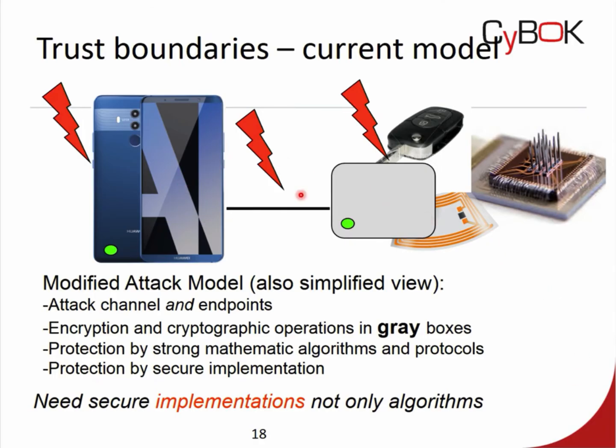We have many IoT devices that talk to mobile devices, that talk to each other, and so on. The trust model we assume now is that we have attacks not just on this communicating channel, but also on the endpoints, which means that my encryption and cryptographic operations no longer sit in black boxes, but in gray boxes. We still use protection by strong mathematical algorithms and protocols, but we also now need secure implementations, not just efficient implementations, but also secure implementations.